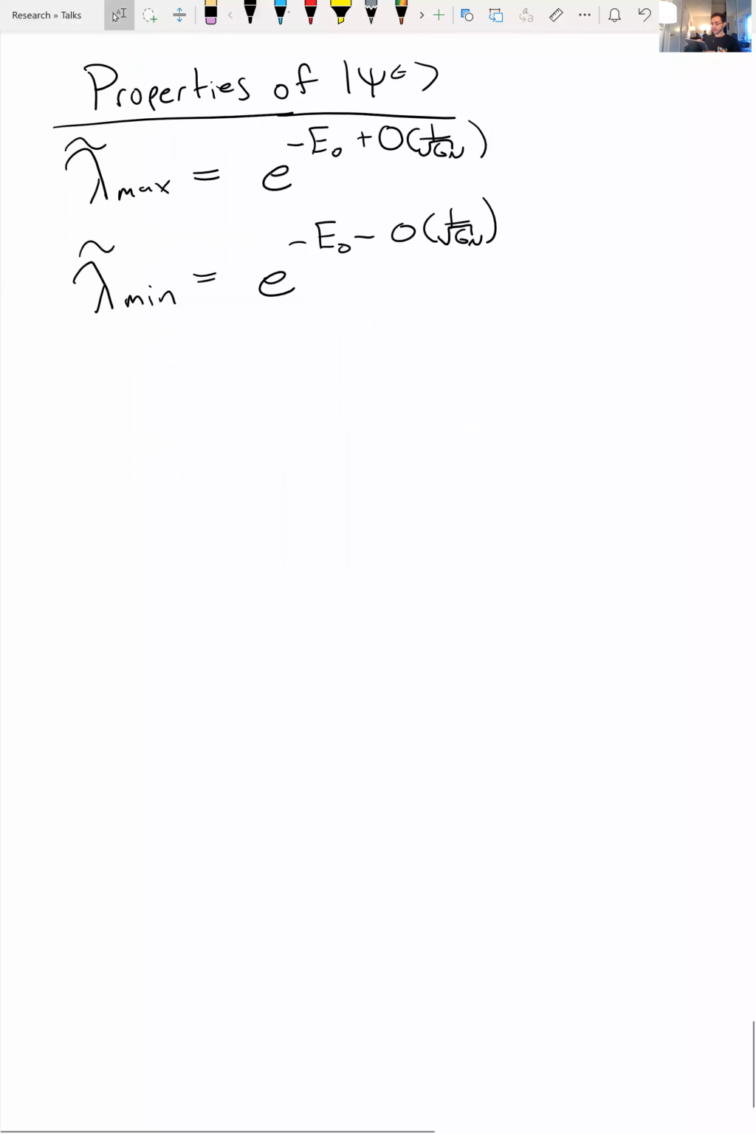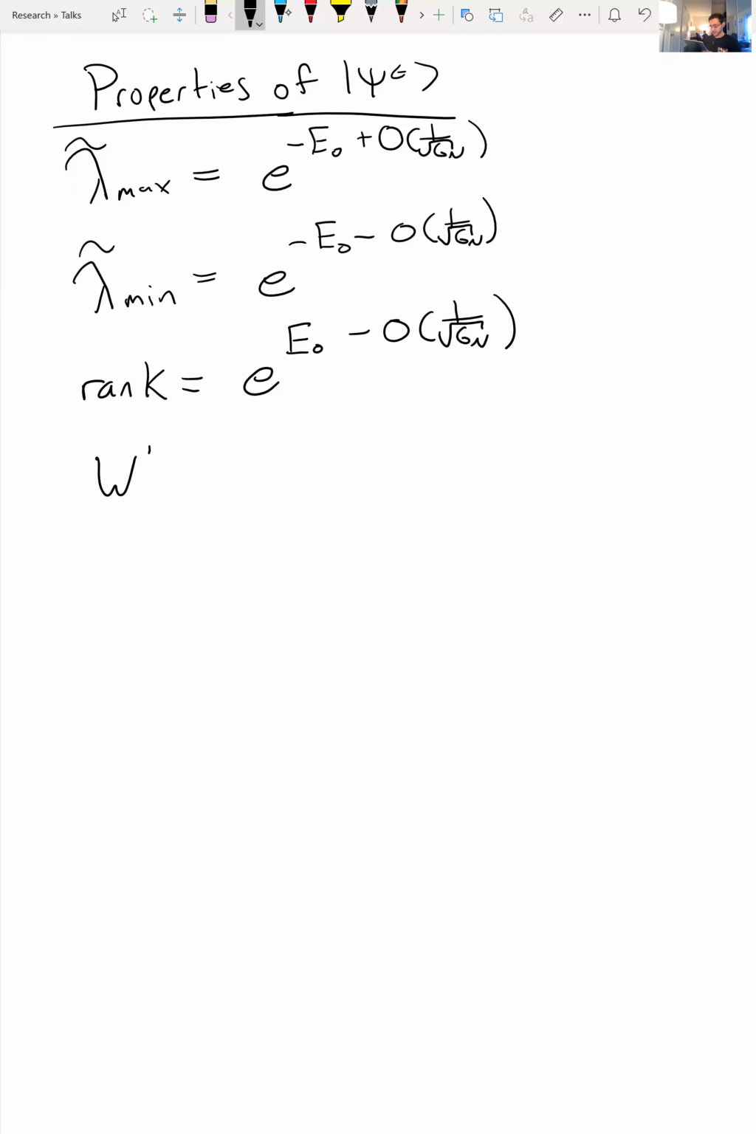But for our purposes, what's important is that because the maximal and minimal eigenvalues are so tightly constrained, that constrains the rank of the state. That constrains how many total eigenvalues there can be. Because the state is normalized, if all of the eigenvalues were at the minimal eigenvalue, that would give me some constraint because they would have to sum to 1. If all of the eigenvalues were at the maximal eigenvalue, that would also give me some constraint because they would have to sum to 1. So we can combine those to get a constraint on the rank of the state, which is e to the E_0 minus order 1 over root G Newton. Okay, so we're very close to what we wanted. This state psi epsilon lives on some subspace whose rank is e to the E_0 minus order 1 over root G Newton. All we need to do is tell you what that E_0 is.